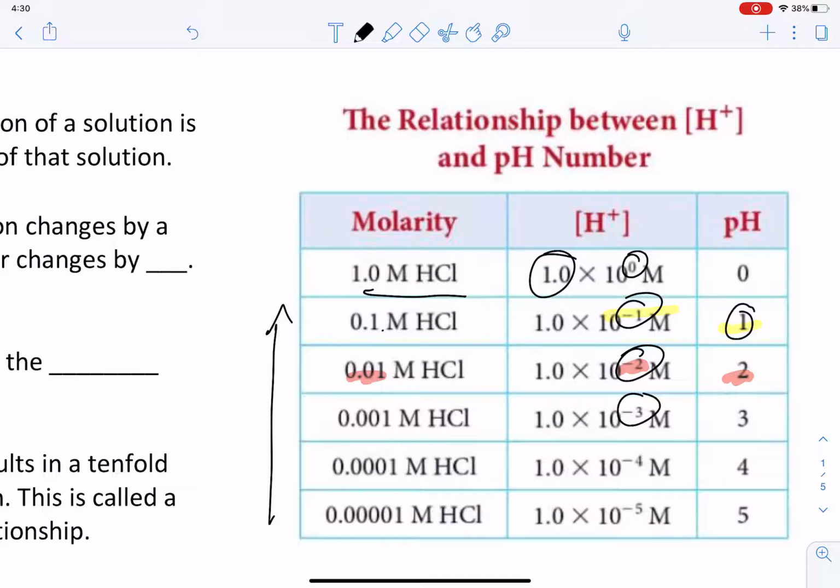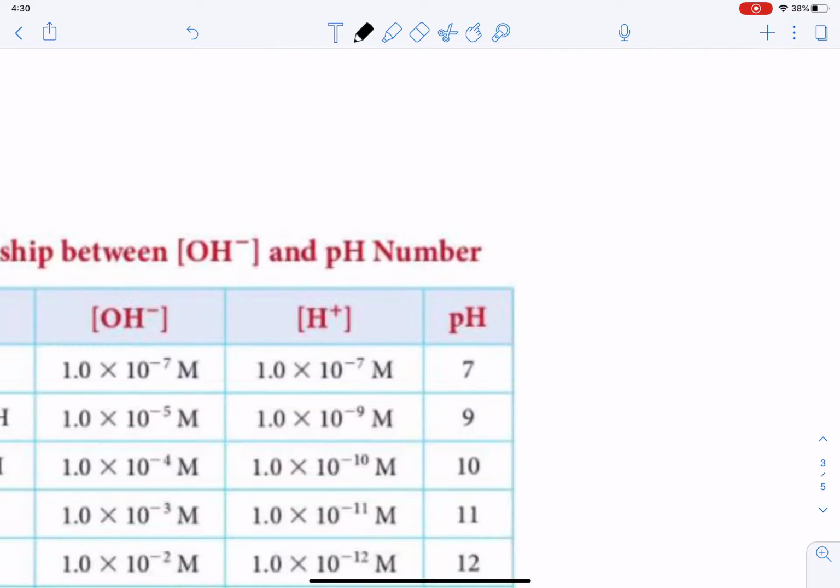And we can keep doing this all the way down, right? -3, here we have a pH of 3. -4, 4, -5, 5. So the less concentration or less amount of hydrogens in a solution, the less acidic it is, right? Because this is the strongest acid, or strongest acid solution. This one's the weakest.